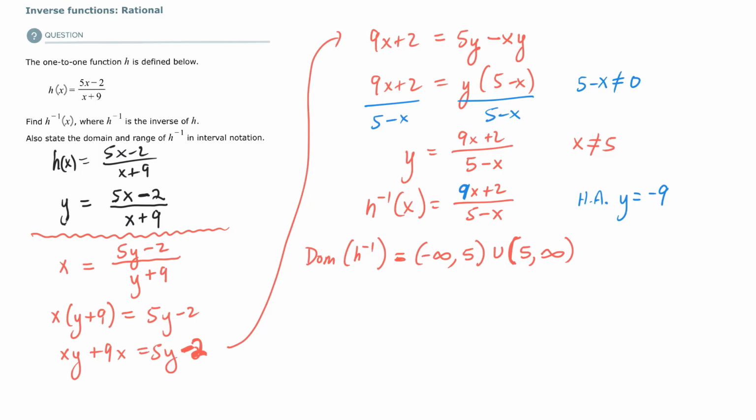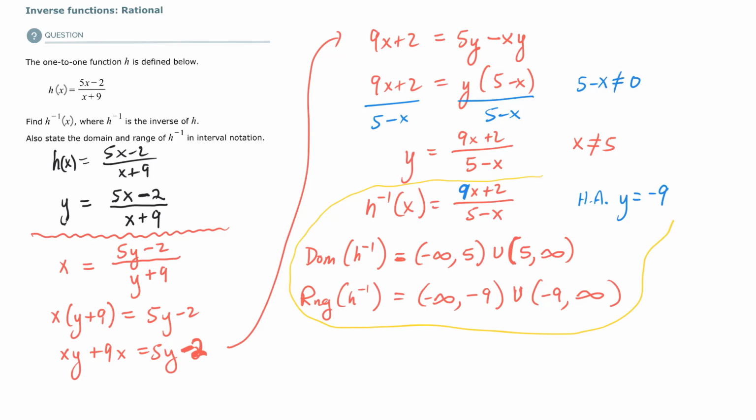So we see the horizontal asymptote is y equals negative 9. So what does that mean for our range? The range of the inverse of h is equal to negative infinity, parenthesis, up to negative 9, union negative 9 to infinity. Let's circle our final answers. We got the inverse, we got the domain of the inverse, and we got the range of the inverse.